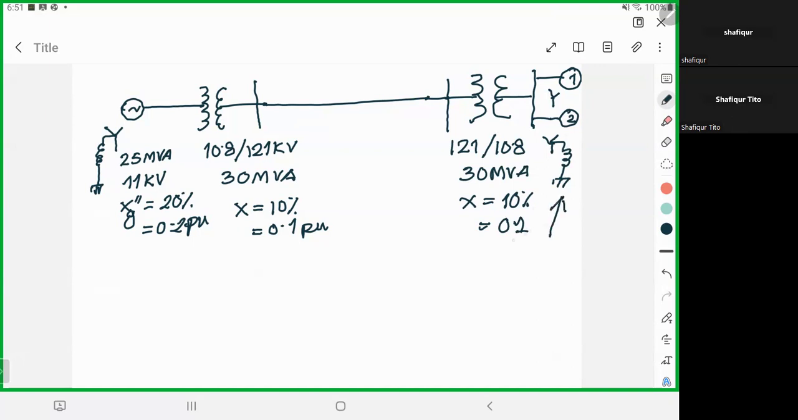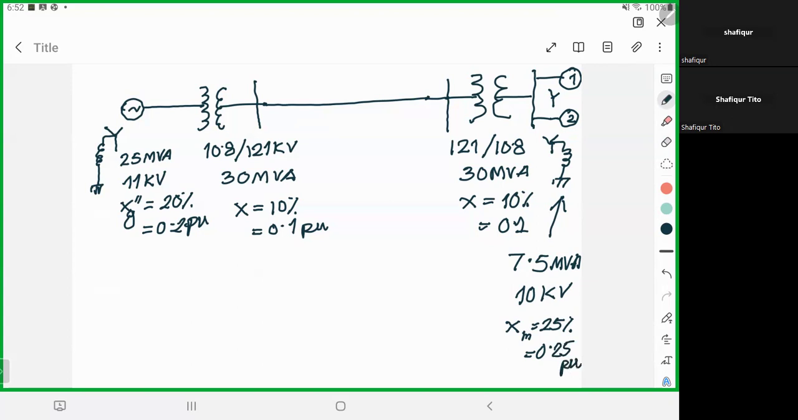And this one is the motor. The motor specification is 7.5 MVA, 10 kV, and Xm is 25%, that is 0.25 pu.